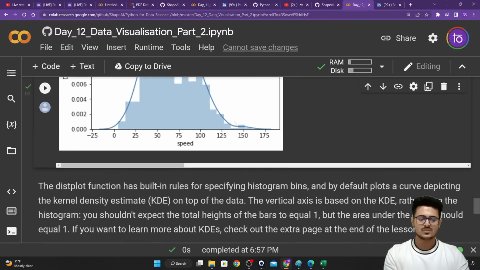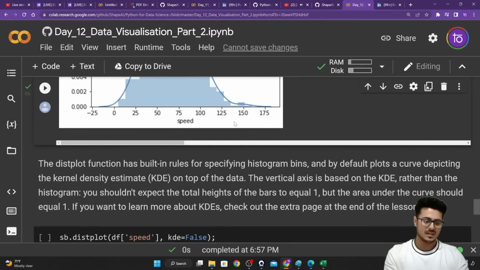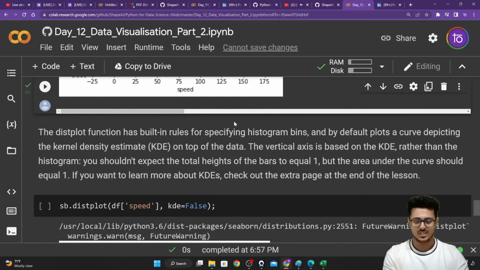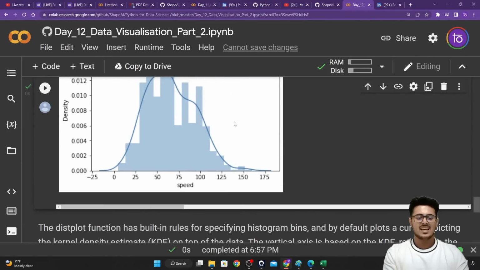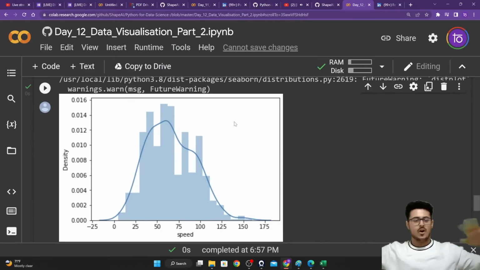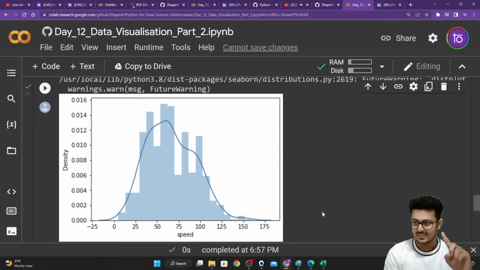That is where the KDE comes into place, the kernel density estimation. Basically, for all your Pokemon that have some speed associated with them, the area under this line graph that you are able to see should be 1. The area under the line graph should be equal to 1, guys. Are you guys able to understand this? That is what kernel density estimation is, KDE, and that is the reason why you have this density right over here.